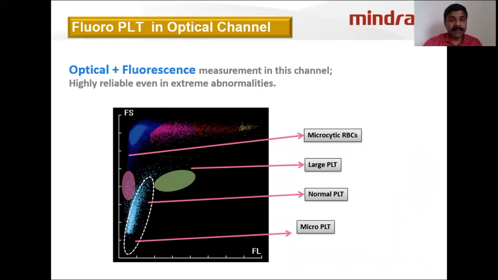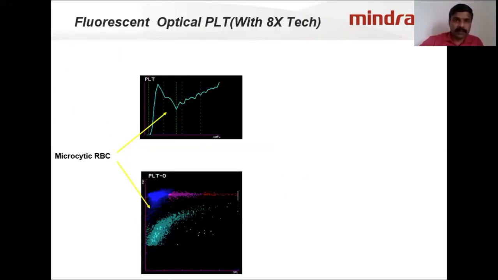So we get the platelets having the fluorescent signal. You can see the fluorescent signal on the x-axis and the forward scatter on the y-axis. All the platelets will come here, which can include the larger platelets, the normal platelets, and the microplatelets, while avoiding microcytic RBC interference also. All these platelets will be included, so we get a more accurate platelet count in the fluorescent channel. So this was the ATEX counting.